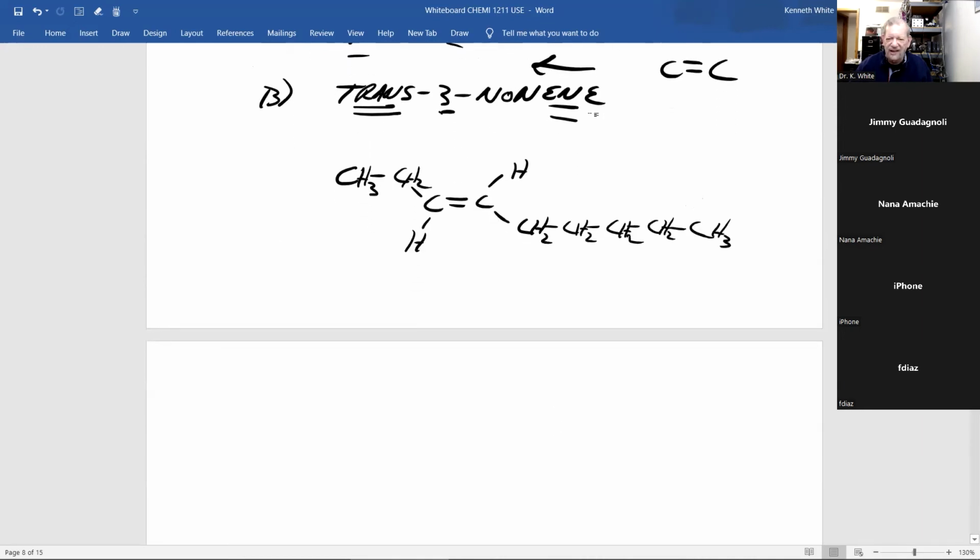Again, ENE ending, double bond, ANE, nonane, 9 carbons. Where's double bond start? Carbon 3. 1, 2, 3. It's trans, so the hydrogens are on opposite side.